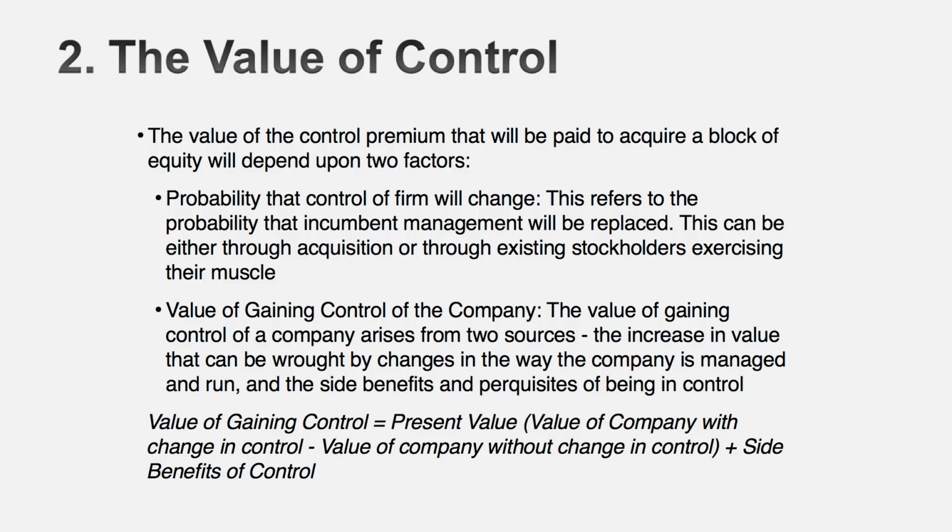And here's why. The value of control comes from the fact that you think you can run a company better than the existing management. Put differently, if you have a company that's already perfectly managed and perfectly run, the value of control is 0. If you have a company that's badly managed and badly run, the value of control can be immense. It's the difference between two values: the value of the company run by you with better investment policy, better financing policy, better dividend policy, versus the value of the company run by the existing management.